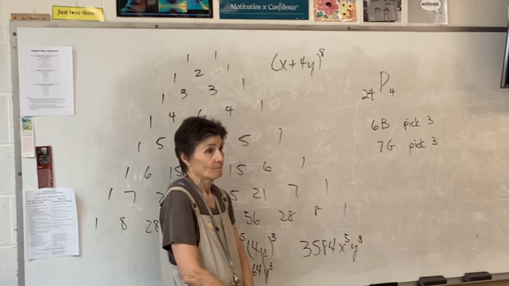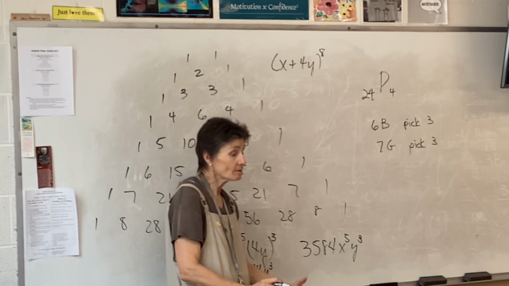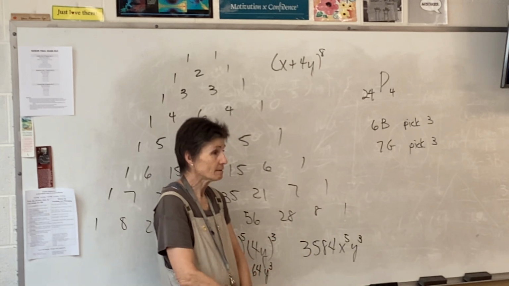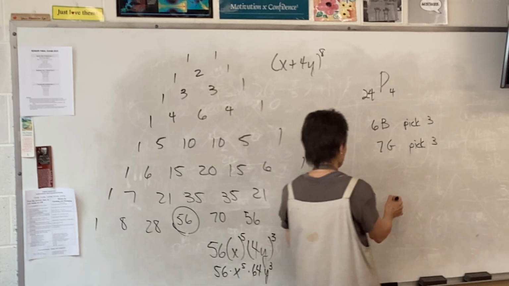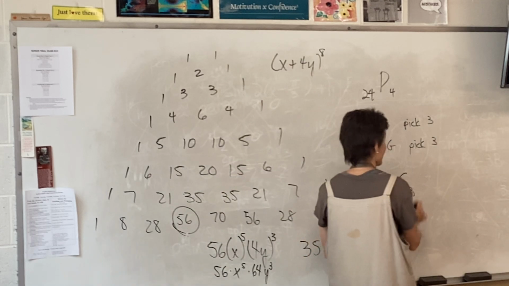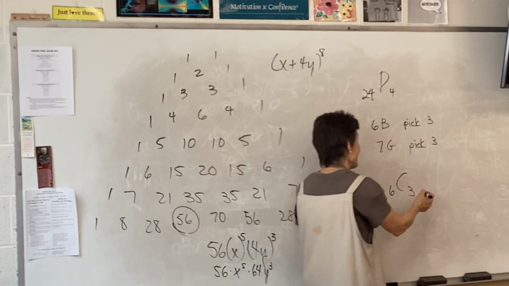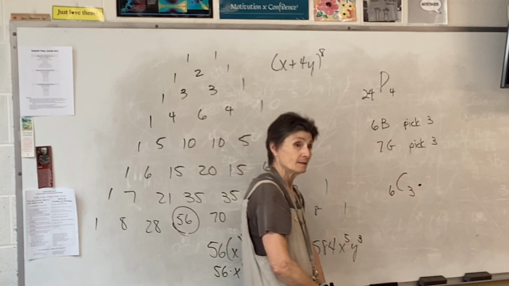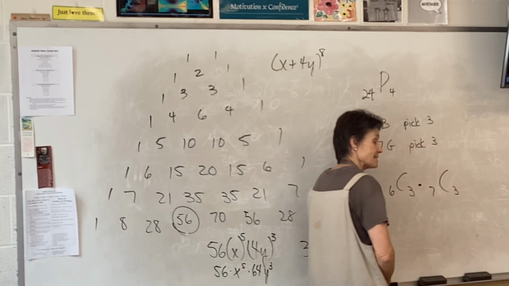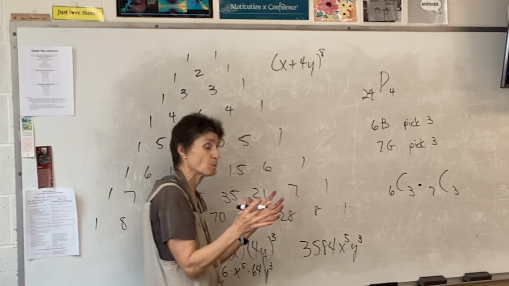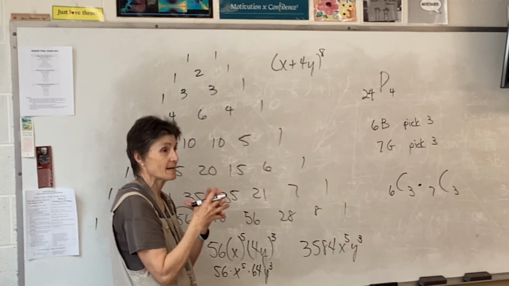How many boys are there? How many am I picking? And the order doesn't matter because I'm picking a committee. So I'm gonna start with 6C3, and 7C3. That's it, that's the answer. And whatever that is, when you type it in, that's the answer to the question.